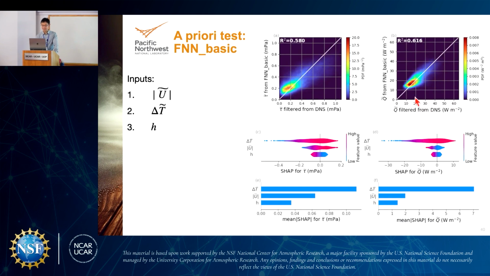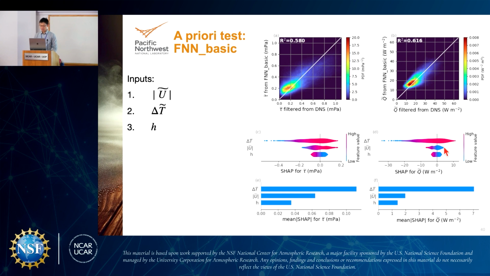And this is our result. We show that even with the basic input, the R-square value has been improved from MOST from roughly 0.3 to roughly 0.6. And the heat flux is even better. And here we show the SHAP value, which is an interpretable machine learning technique to show the importance of the input features. We show that delta T is the most important input feature for both the surface shear stress and heat flux. And the second most important is the horizontal wind speed.